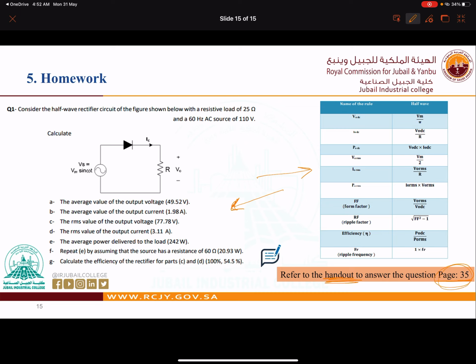So this is a question. We have a load here. The load is 25 ohm, and the supply voltage is 110, which is RMS. If I did not give you whether it is RMS or peak, of course it will be RMS. If I did not mention, it will be RMS. Now, of course, the supply frequency is 60 hertz. Please find those quantities, and these are the final answer.